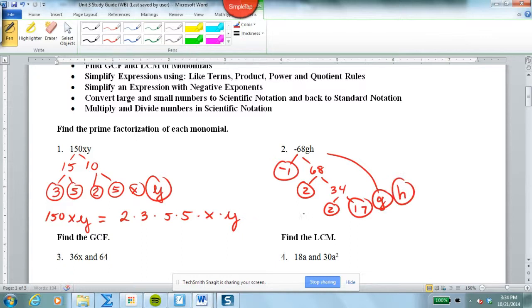So the prime factorization of negative 68gh is negative 1 times 2 times 2 times 17 times g times h. Go ahead and highlight those.